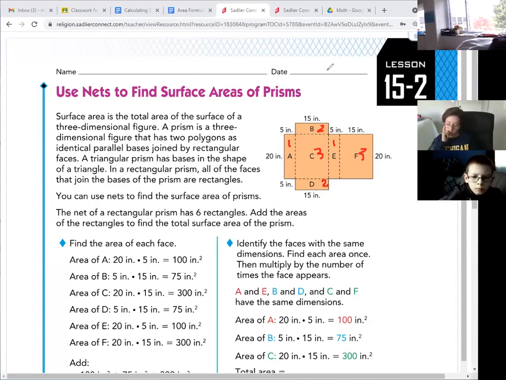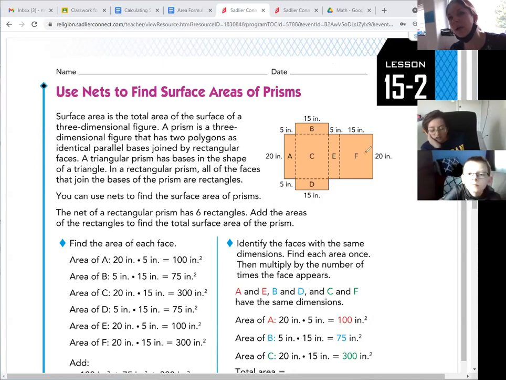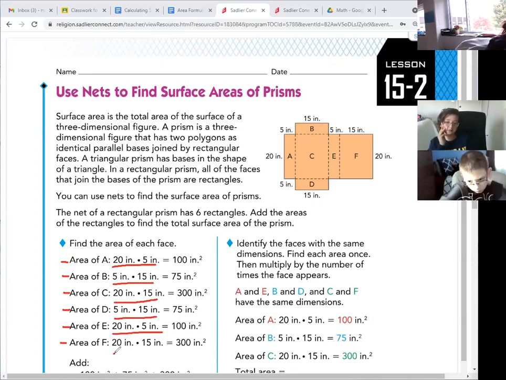So you can use numbers, you can use letters. I would think that maybe letters would be smarter in this case because you won't confuse them with the dimension labels. Okay? So if we were finding the area of this entire shape unfolded, look at how they've organized it. Area A, area B, area C, area D, area E, area F. They all are rectangles, so they all follow the length times width of each individual rectangle. We see the duplicates.